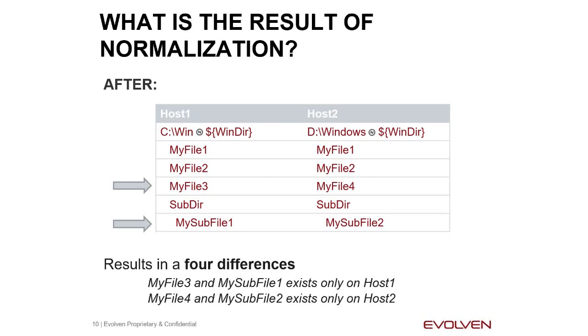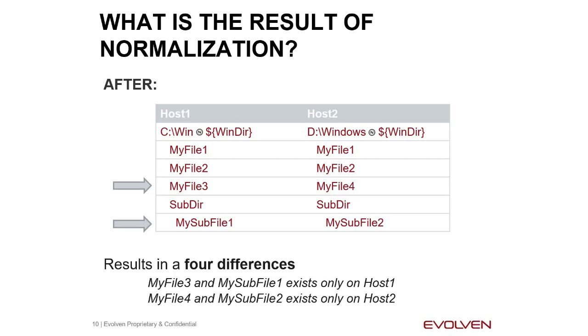Now, if we do a normalization, and in this example, we said that this is the win directory. In Evolven, this would be automatically handled for you, but in other contexts, you may need to create a rule to make these things line up. Then when you do this in this case, you would actually see 4 differences. You would see that my file 3 exists on one host and my file 4 exists on the other, and same thing with my subfile 1 versus my subfile 2. Now, I should say you will see at least 4 differences, because my file 1 and my file 2 are now aligned, there may be details that are being collected of those files that now also will show differences. So the point here is that the count will be different.